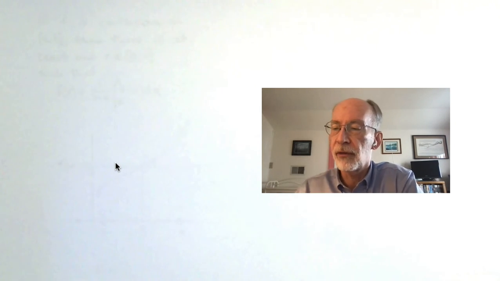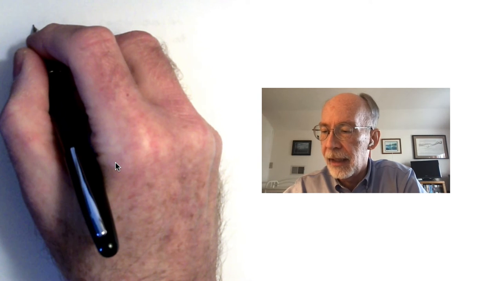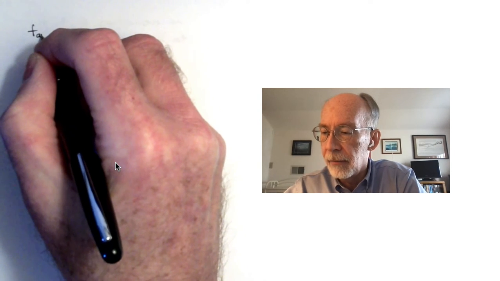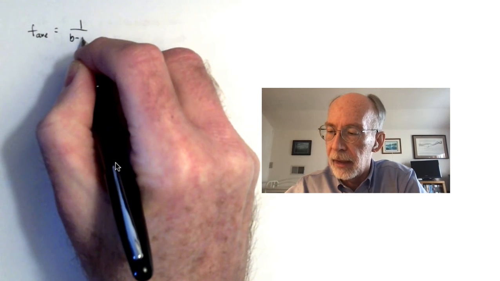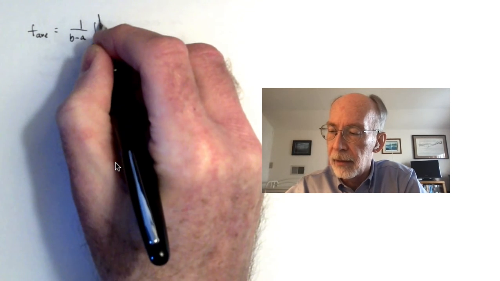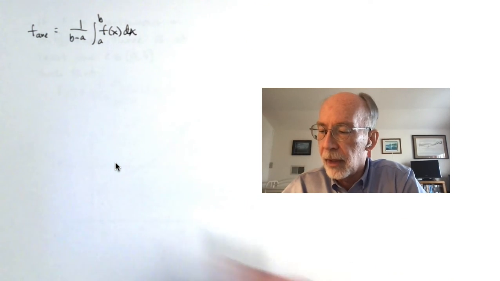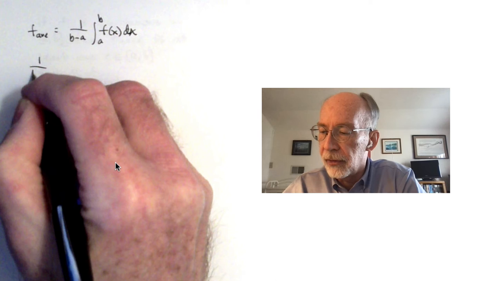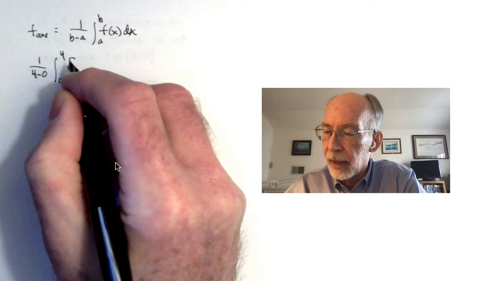To calculate the average value of the square root function on closed 0, 4, we have to first recall the formula for the average value of a continuous function f on a closed interval [a, b], and that is that f average is 1 over b minus a times the integral from a to b of f of x dx. And so in our case, we have 1 over 4 minus 0 times the integral from 0 to 4 of the square root of x dx.